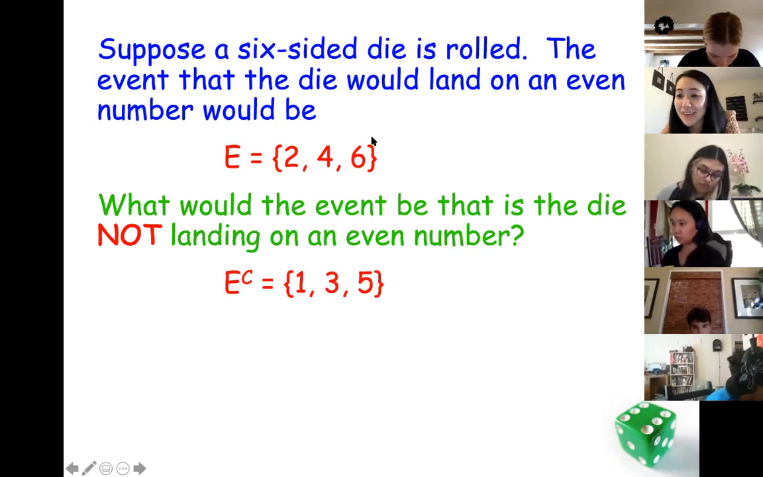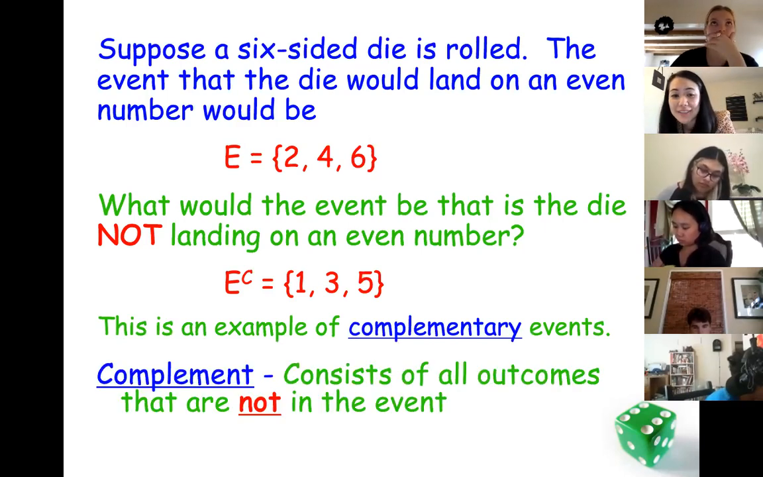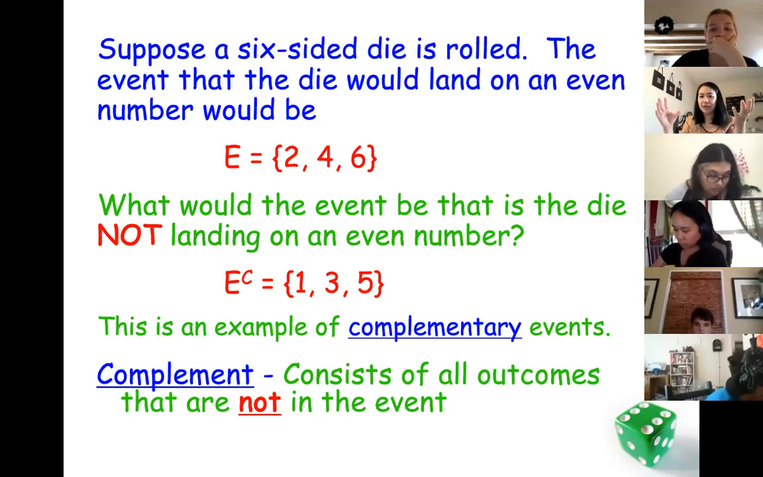All right, so these are the outcomes in what we call the complement of the event. So the complement consists of all outcomes that are not in the event, but still in the sample space. So imagine you have the sample space, you subtract out the event. You take out the 2, the 4, the 6, whatever is left is your complement. So that's the 1, 3, 5. All right, so this is the complement.